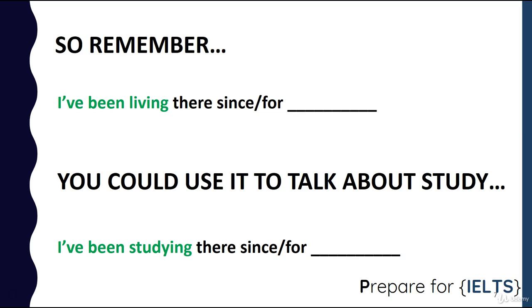So remember, I've been living there since last year. I've been living there for 3 years. You could also use it to talk about study. I've been studying there for 4 years. So don't just think of it in terms of the verb live. Like I said before, you can use it with lots of other verbs. I've been studying this subject for 2 years. I've been preparing for IELTS for about 6 months.